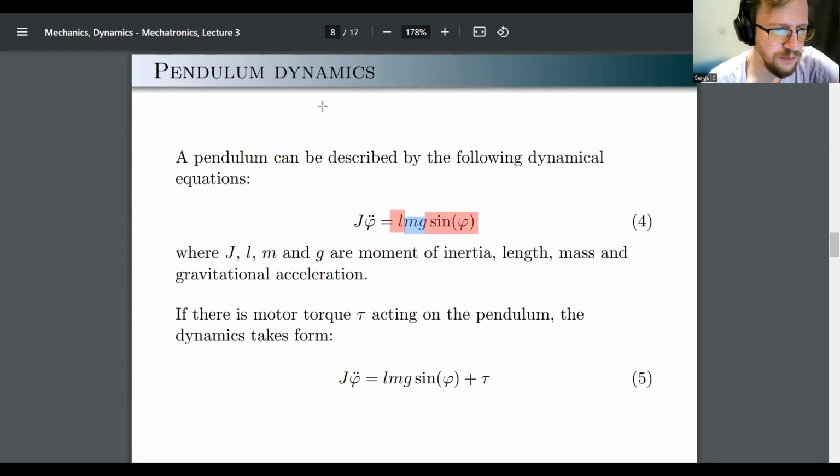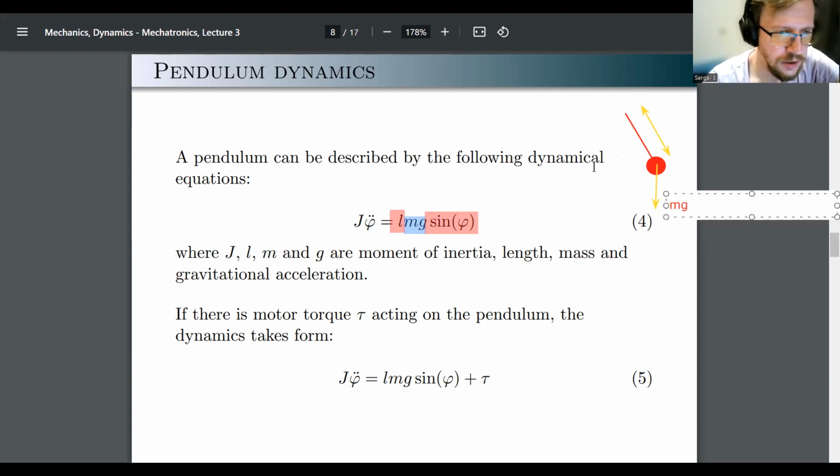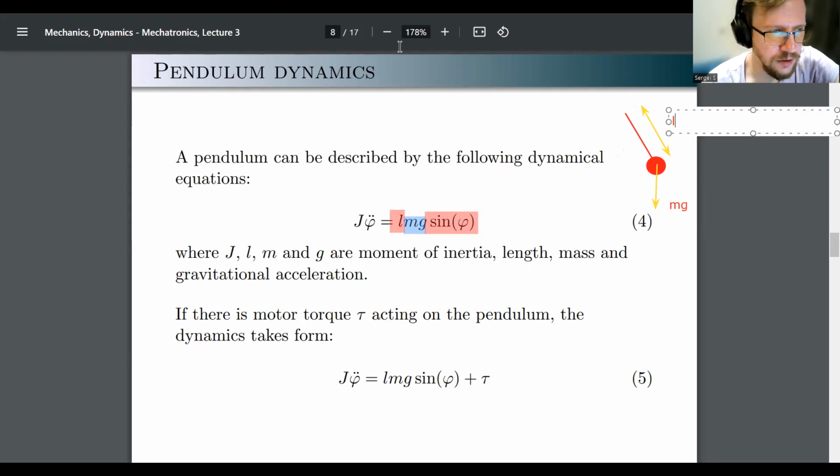Let me give you a picture. So here's your pendulum, with the mass. L is obviously this length. This is L. You have mg going down here, right? This is mg. This is L. And how do you compute the torque produced by this force? Well, for that, you have to compute this distance.